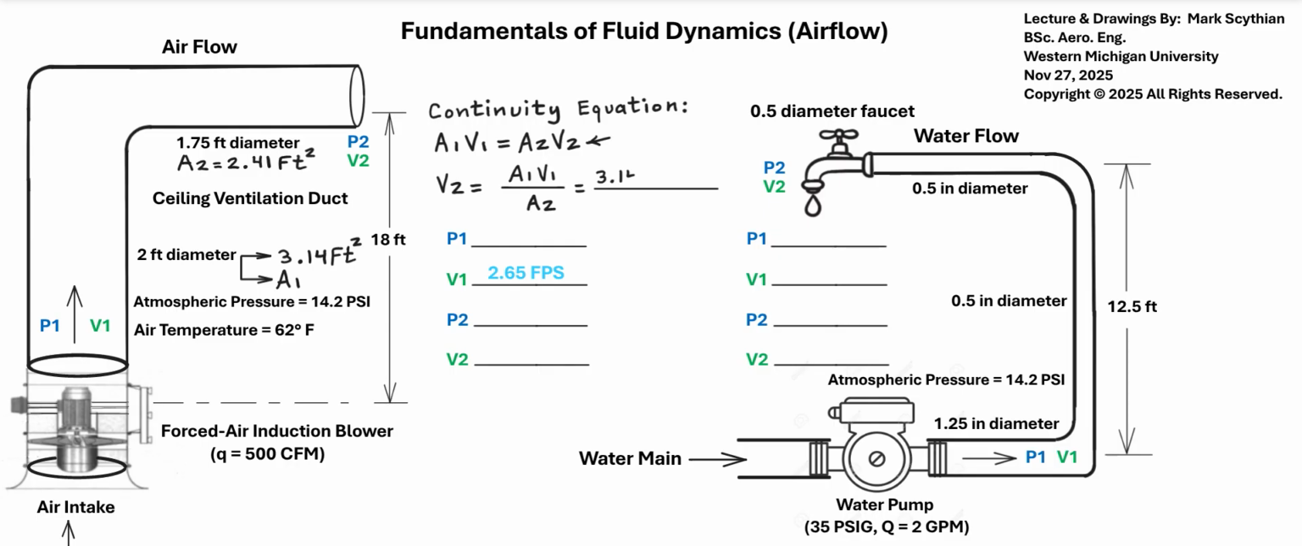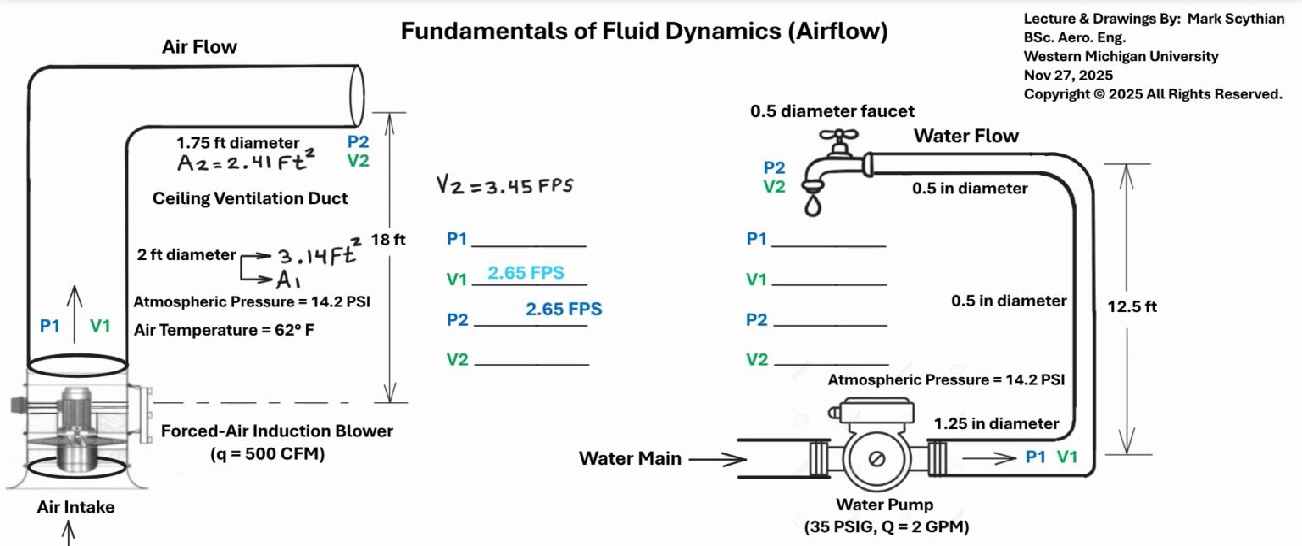So A1, 3.14 square feet cross-sectional area times V1, 2.65 feet per second airflow discharging from the blower divided into the cross-sectional area at the 1.75 foot diameter circular duct. So this calculates to 3.45 feet per second for V2. So next we have to solve for the gauge pressure at P1.